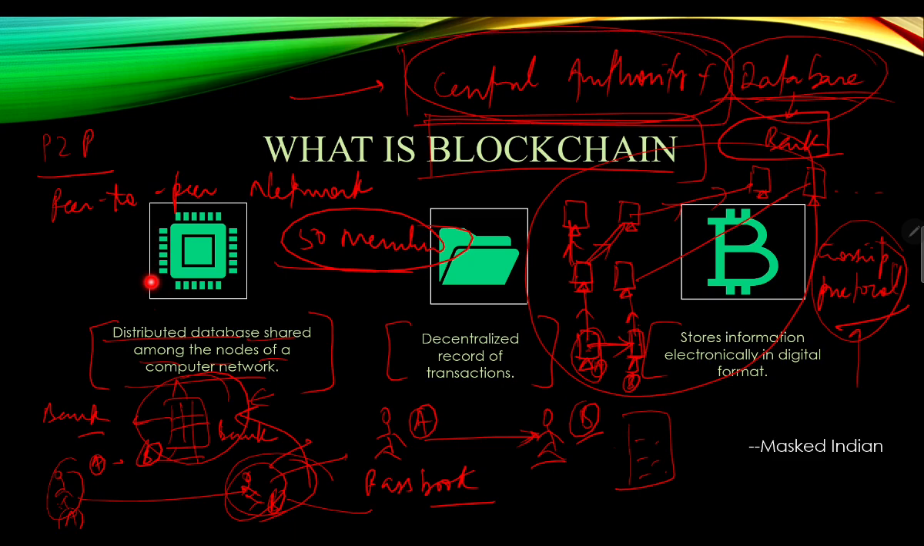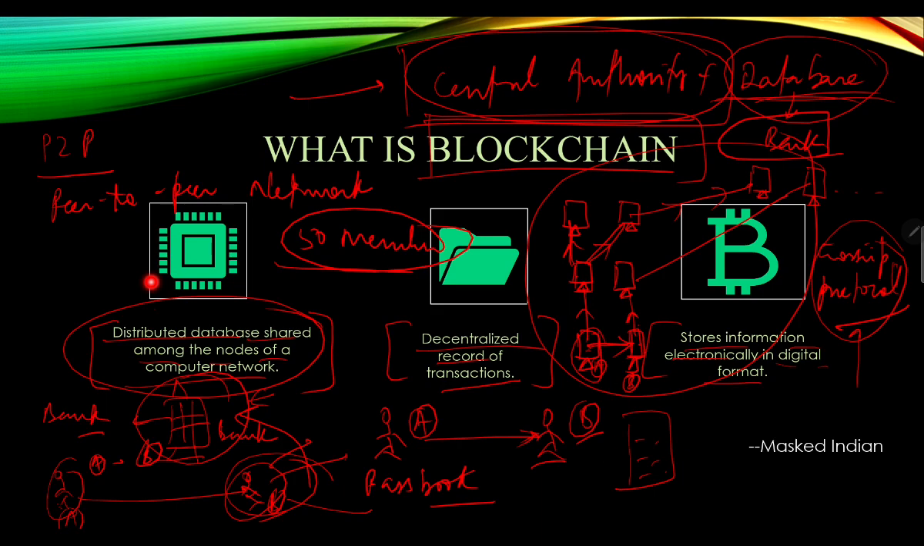As far as central authority is concerned, the bank does not have the sole authority to record all the transactions happening between the customers. So it is a distributed database, shared among the nodes of a computer network. We all know that. It is a decentralized record of transactions, which I have explained to you, and it stores information electronically in a digital format.